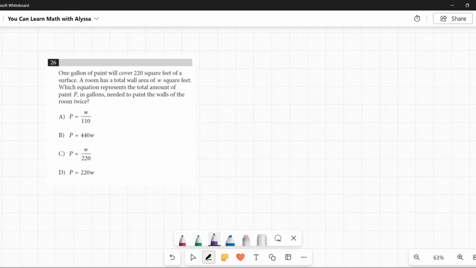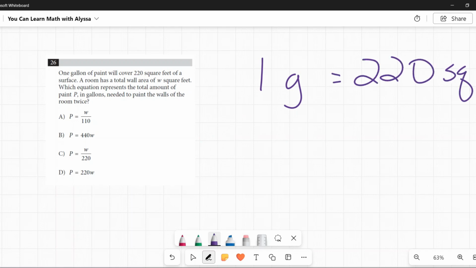1 gallon of paint will cover 220 square feet of a surface. A room has a total wall area of W square feet. Which equation represents the total amount of paint P in gallons needed to paint the walls of the room twice? Okay, so I know 1 gallon is 220 square feet. All right, writing that down.